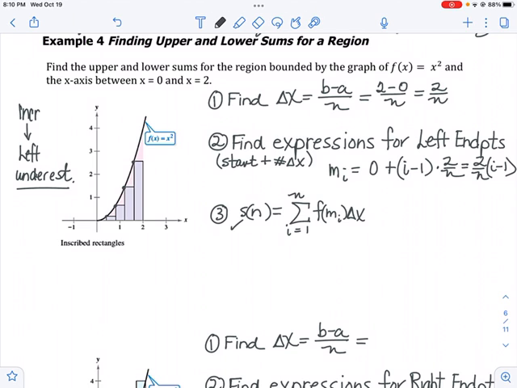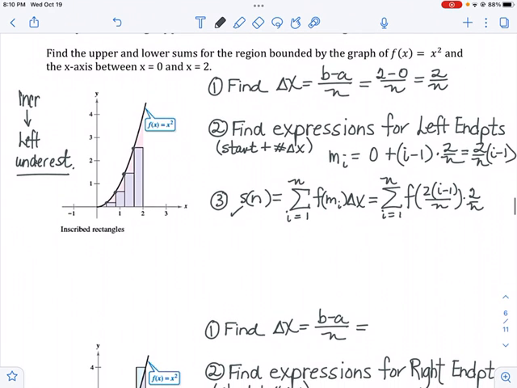Okay, so for this one, we have the summation, lowercase s, the lower sum. We're using left endpoints, but this is the lower sum notation. So then we're going to put this in: the summation from i equals 1 to n of f of 2 times (i minus 1) over n. So I'm going to put that value of m sub i into the function, and then multiply it times delta x, which is 2 over n.